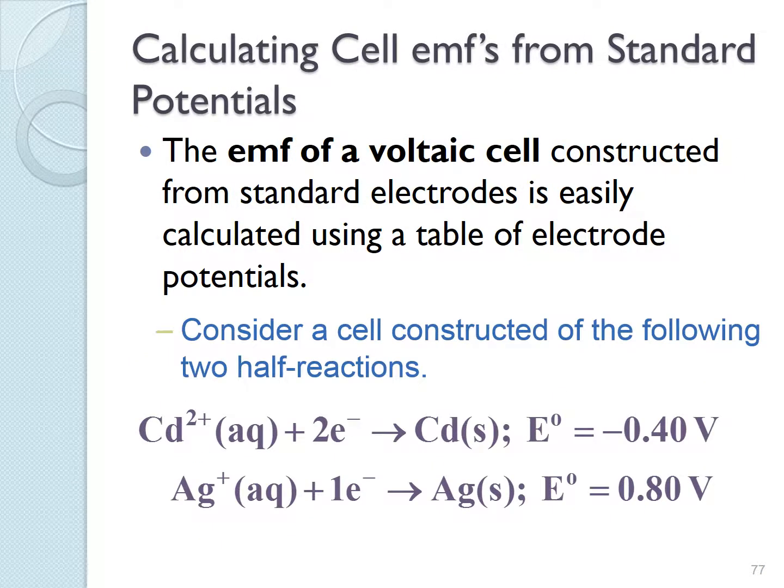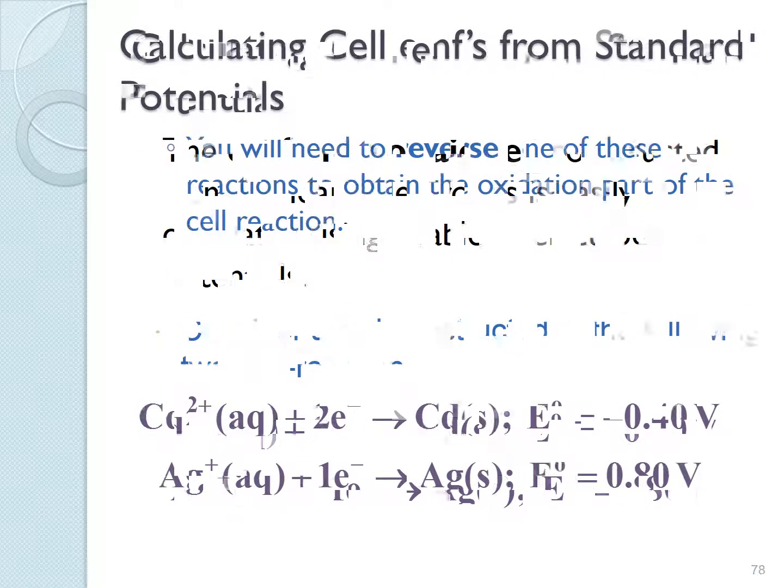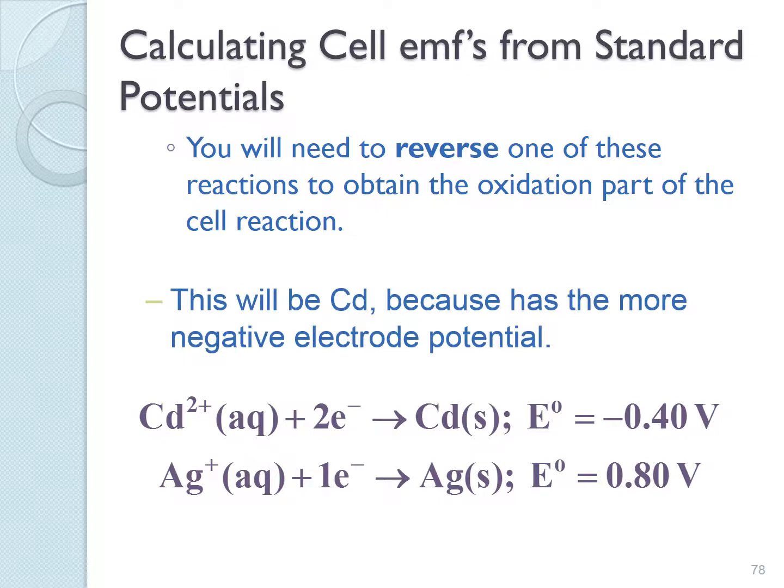So if we look at this reaction, we have cadmium ion plus 2 electrons giving us cadmium solid. It has an E0 value of negative 0.4. And then we have the reduction of silver, which has an E0 value of 0.8. Obviously the reaction is not going to be 2 reductions. One of these is going to be oxidized and one is going to be reduced. So how can we figure out which one's which? Well, we're going to have to reverse one of these to figure out which one is more likely to be oxidized, and which one's going to be reduced.